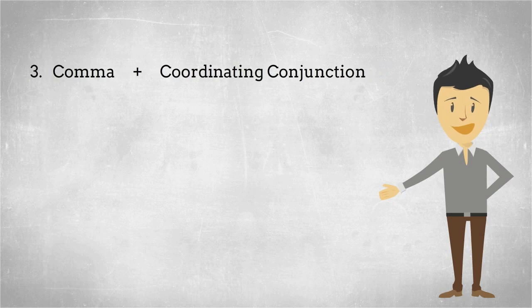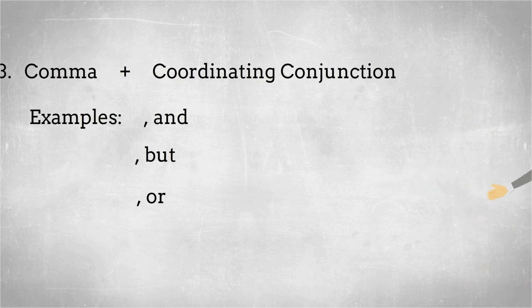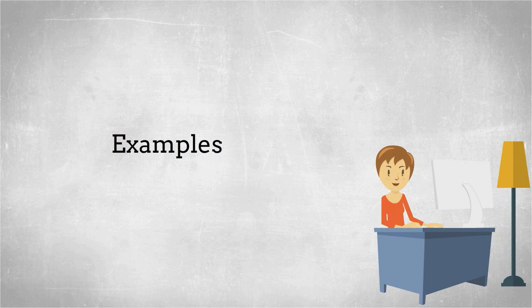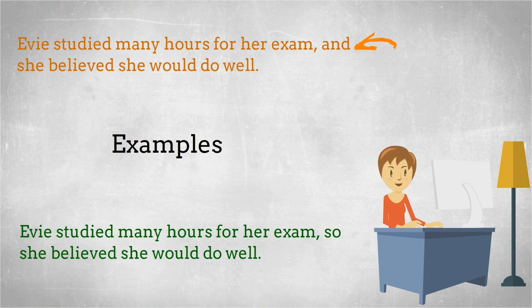You may also use a comma and a type of word called a coordinating conjunction to combine these two sentences. Remember to use both. Here is a list of coordinating conjunctions, also known at times by their acronym fanboys. We'll look at our sentence using two different fanboys. Both and so work in this case.